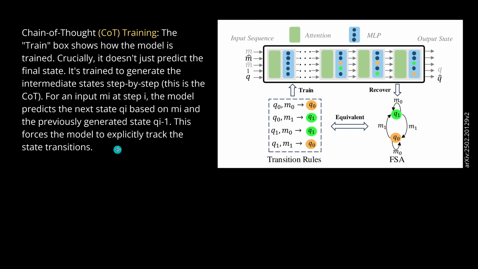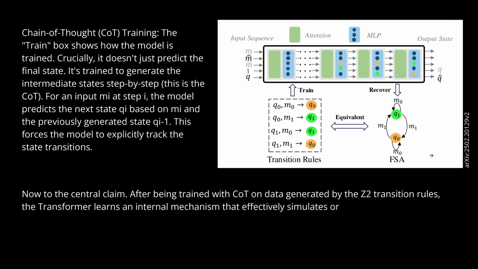So this forces our transformer to explicitly track the state transitions. And this is happening inside the transformer. And because this is a capability of the transformer, we can recover our FSA, our simpler model. The central claim of this paper, by the authors, is that after being trained with chain of thought on data generated by the Z2 transition rules, the transformer learns an internal mechanism that effectively simulates or recovers the FSA. So this is really nice if we see that this works.